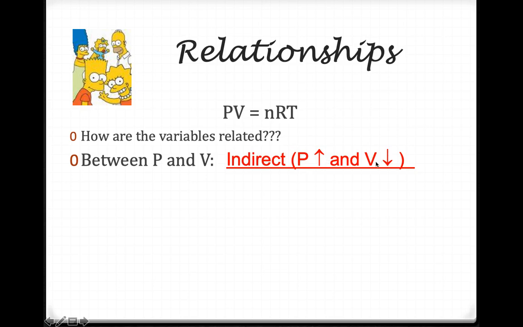So the gas particles are more likely to collide. So yeah, that means pressure would increase. And the opposite: if the volume is really high, the particles are less likely to hit each other. So there's fewer collisions, so then the pressure would be low. That is an indirect relationship.